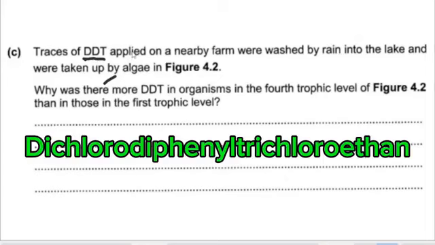So first thing, let's try to identify this word that they have used. DDT, traces of DDT. So DDT is actually a chemical compound that is used to kill insects. It's also used in bioaccumulation of fat tissues of animals, even humans. So DDT in full can be written as dichloro-diphenyl-trichloroethane. So they are telling us that this DDT was applied on a nearby farm. They were washed by rain into the lake and were taken up by the algae.